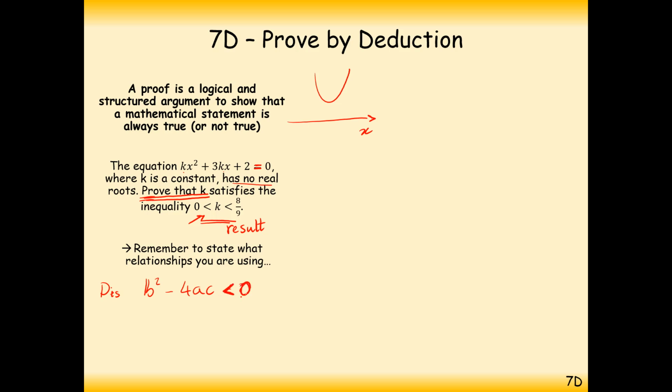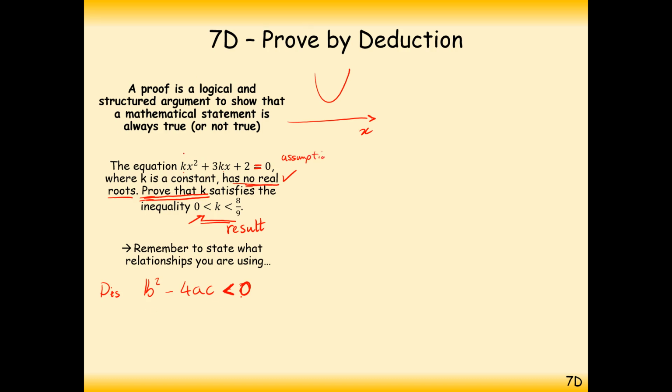We are setting it to be less than zero because we are sure there are no roots. We've been told there are no roots, and we can use that fact here. This is an assumption that you can use: the assumption is that there are no roots.